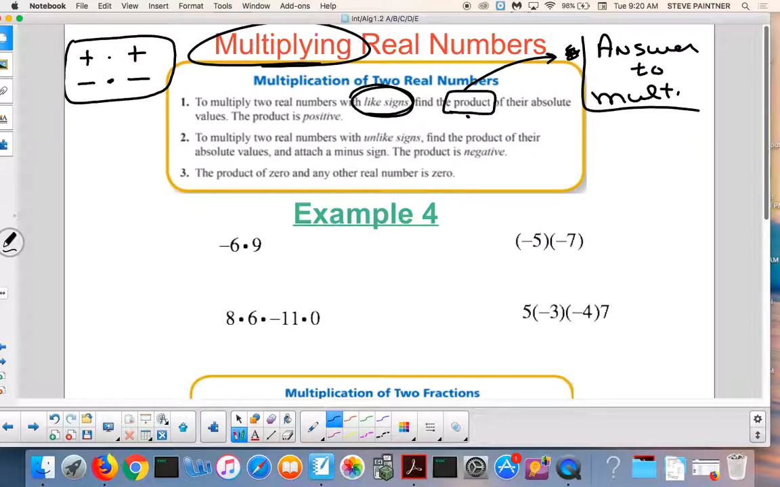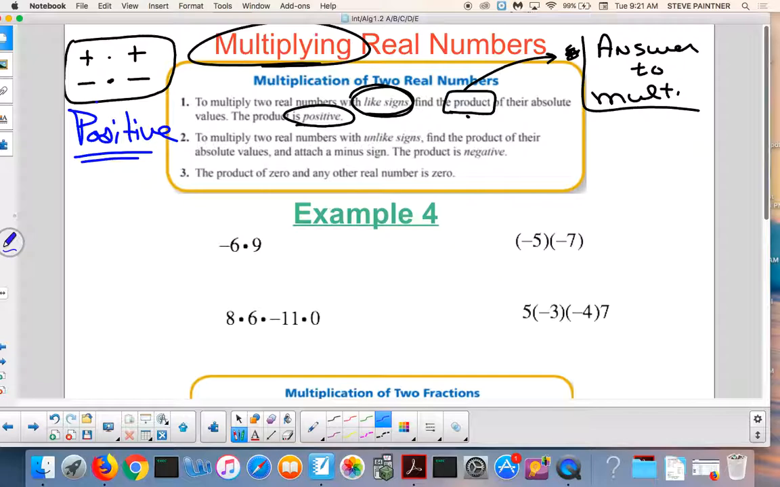Find the product of the absolute values. Then it says the product, when you multiply, is going to be what? Positive. So what they're telling you is this will always be what? Positive. Okay? That is tricky. Why is that tricky? Negative times negative is positive. Should be negative, but it's not.